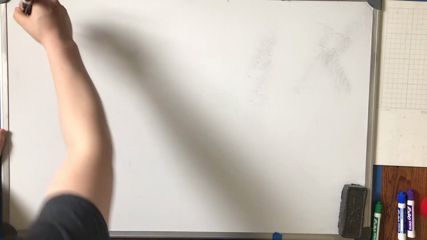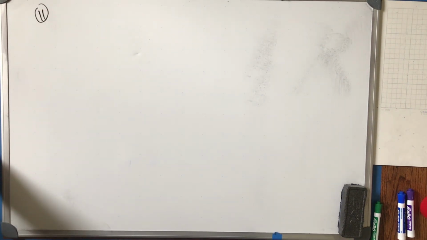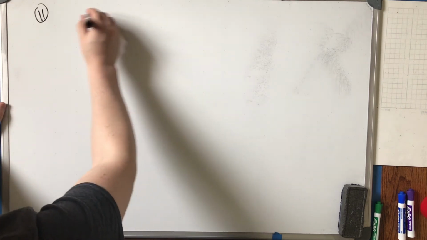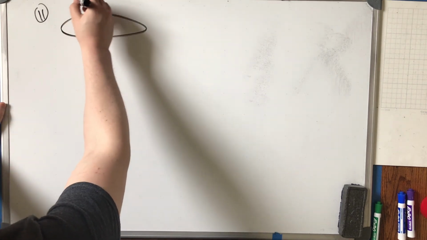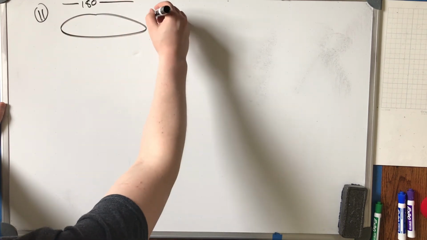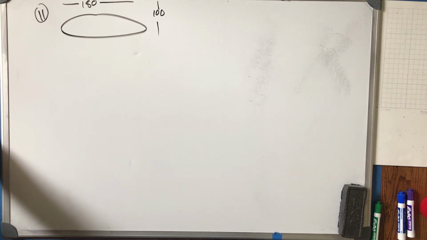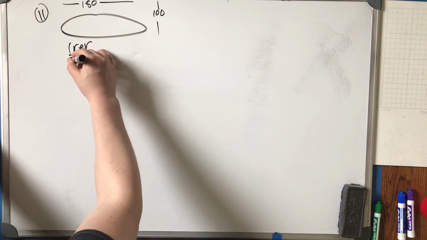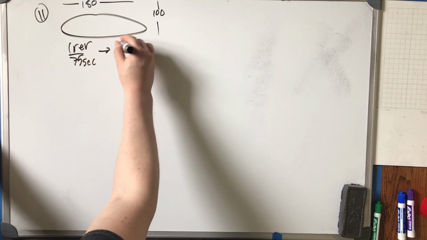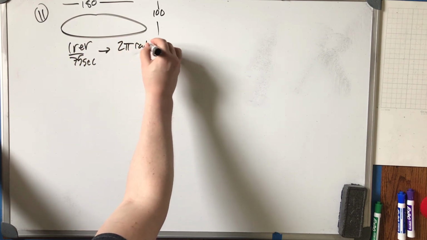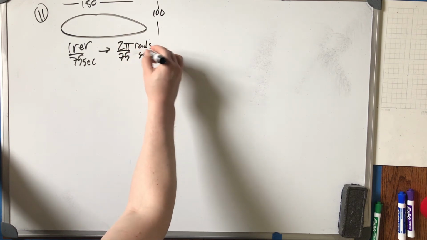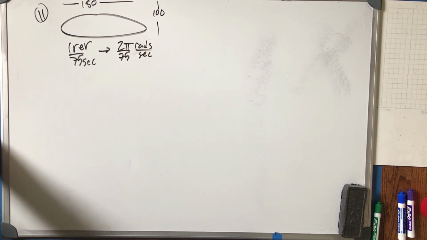Running on a track, I have this labeled as number 11. The track is 180 meters long and 100 meters wide, okay? So I have that as 180 going this way and 100 that way. It takes 75 seconds to run all the way around, all right? So that's one revolution every 75 seconds. That's going to end up being 2 pi radians over 75 seconds. So that's going to be the speed that we're going to use.